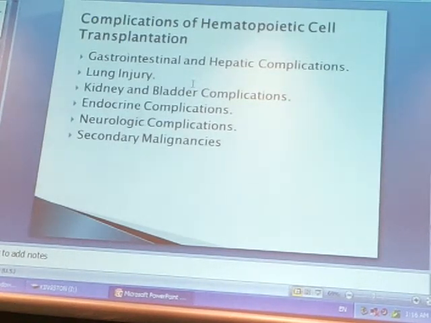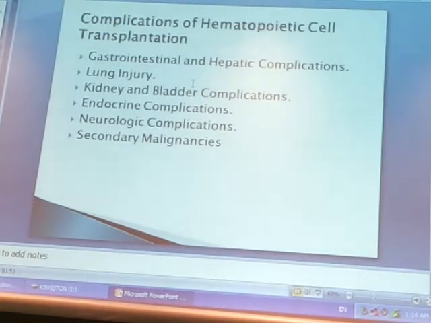Okay, what are the indications for bone marrow transplant? Autologous transplant? Lymphomas. What kind of lymphomas? Hodgkin and non-Hodgkin. Okay. Other autologous transplant for solid organs? Germ cell tumor. These are the only indications for autologous transplant.